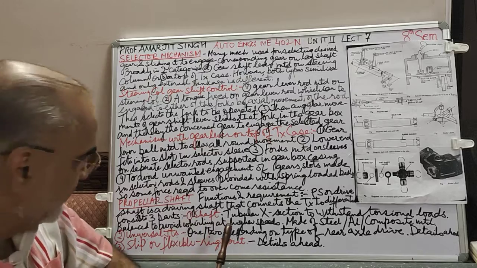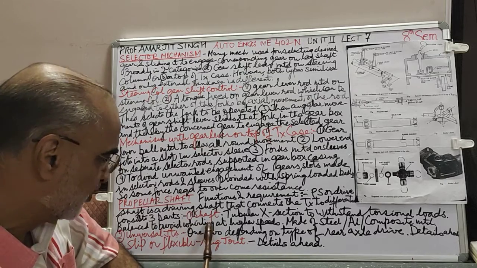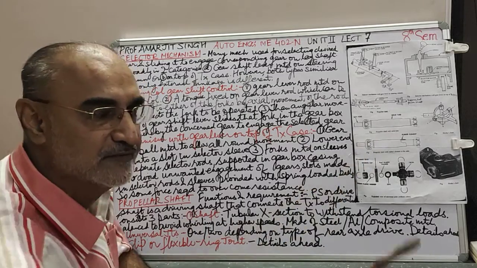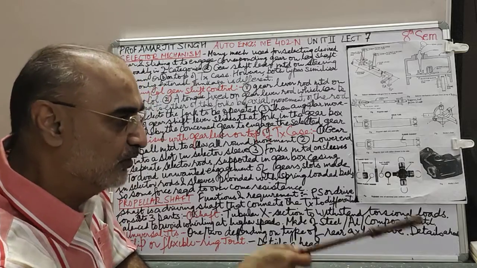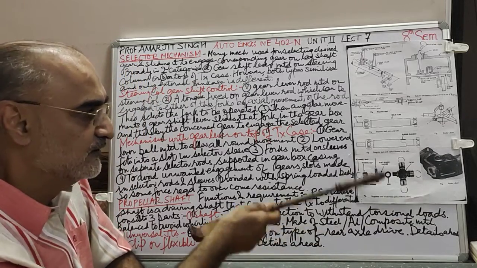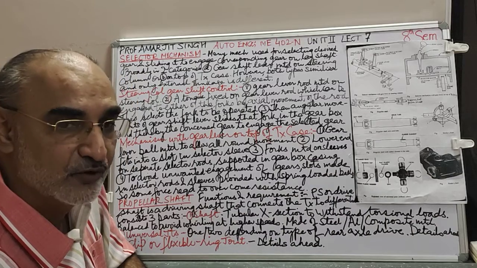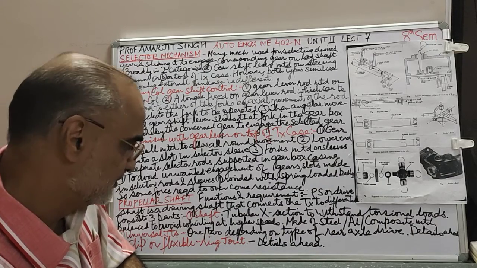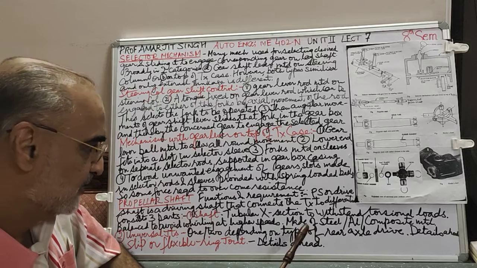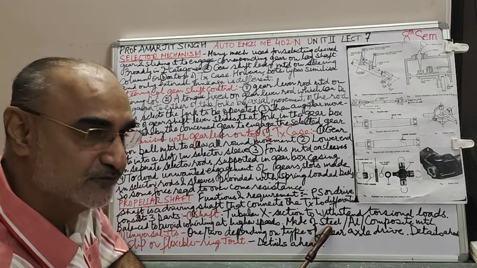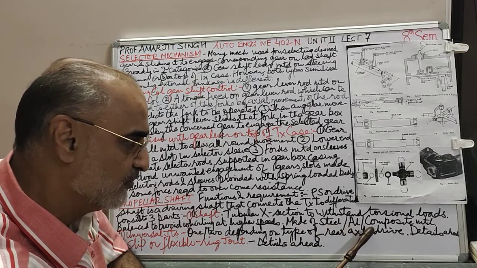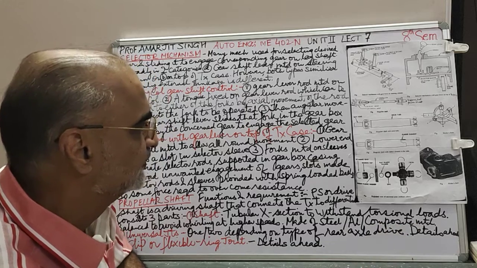It should be balanced to avoid whirling at high speeds. If it's not balanced, it will whirl. Whirl means like this, which will cause vibrations and unnecessary forces which we don't want to develop. It is made of steel, aluminium, or any composite material.